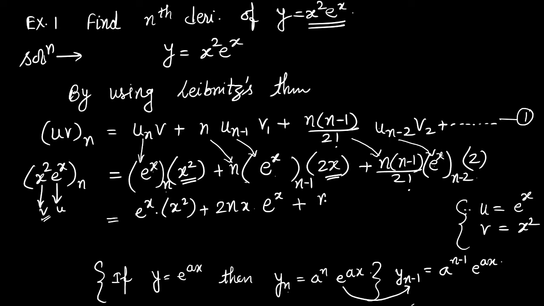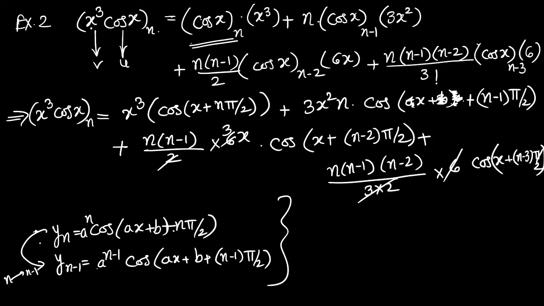Now the third term, n into n minus 1 upon 2 factorial, e to the power x, n minus 2 derivative. Now y_(n-1) equals this value, therefore y_(n-2) equals a to the power n minus 2 e to the power ax. That means n is replaced by n minus 2 in this formula, and we write down the value. Therefore, e to the power x into 2. These two get cancelled, we get the required result. In this way, we find the nth derivative of the x square e to the power x term.